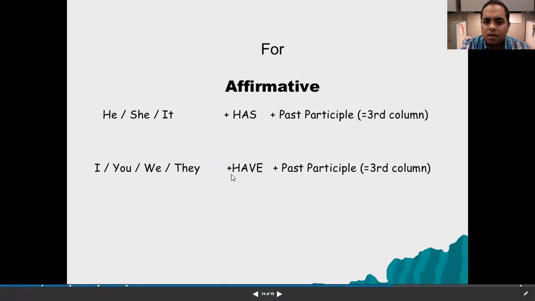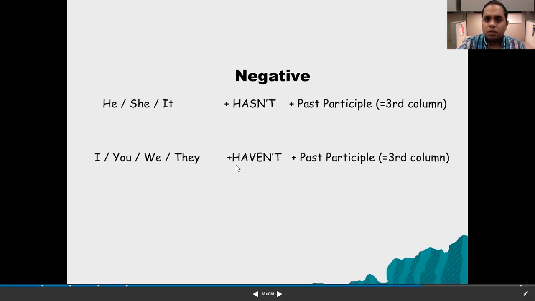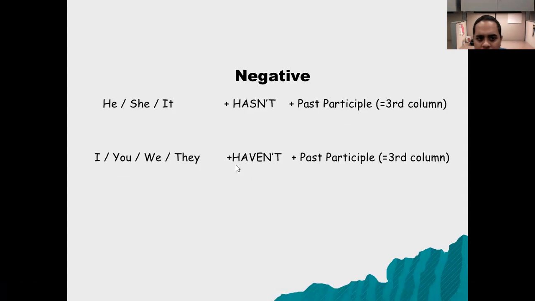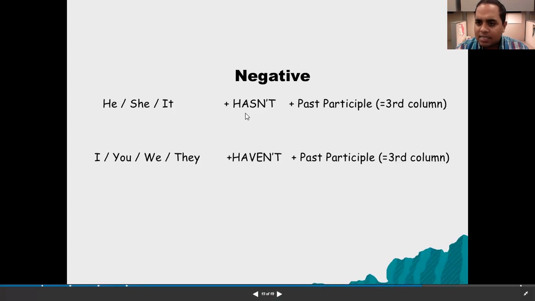I, you, we, they, plus have, plus past participle. This is present perfect plural. So again, has is singular, have is plural. For negative present perfect, it's he, she, it, plus hasn't. Hasn't means has not, plus past participle. Hasn't is singular. I, you, we, they, plus haven't, plus past participle is plural.